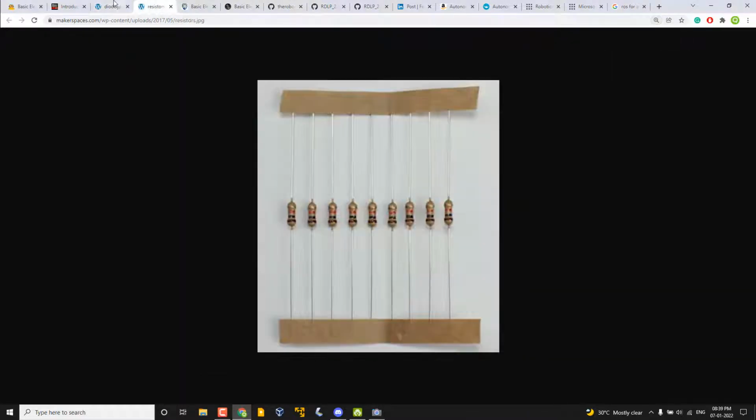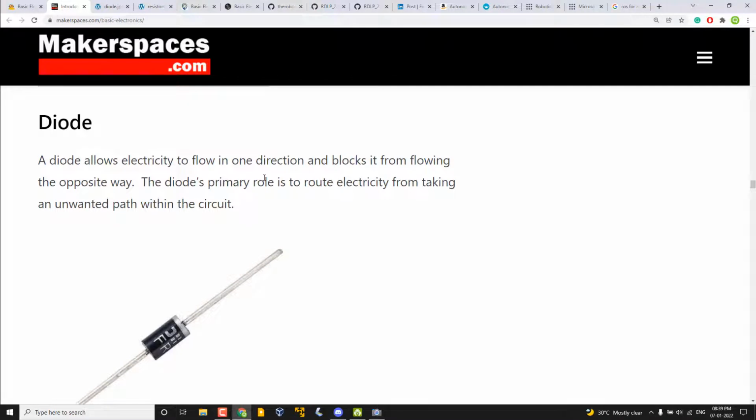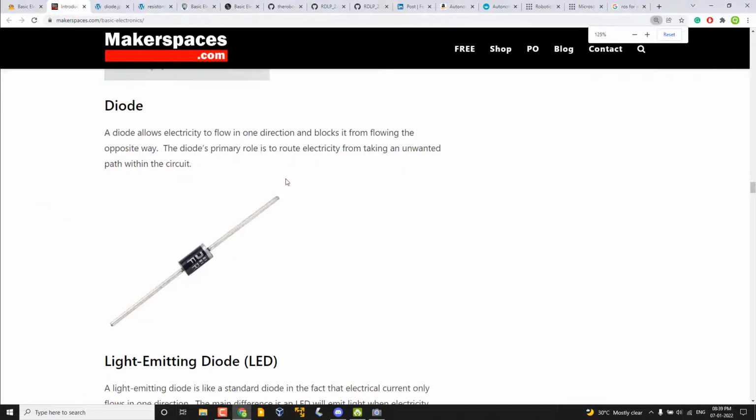So if you want to allow the current in only one direction, we can use the diode. It will only allow the flow in one direction. Okay, I'm just going through this.